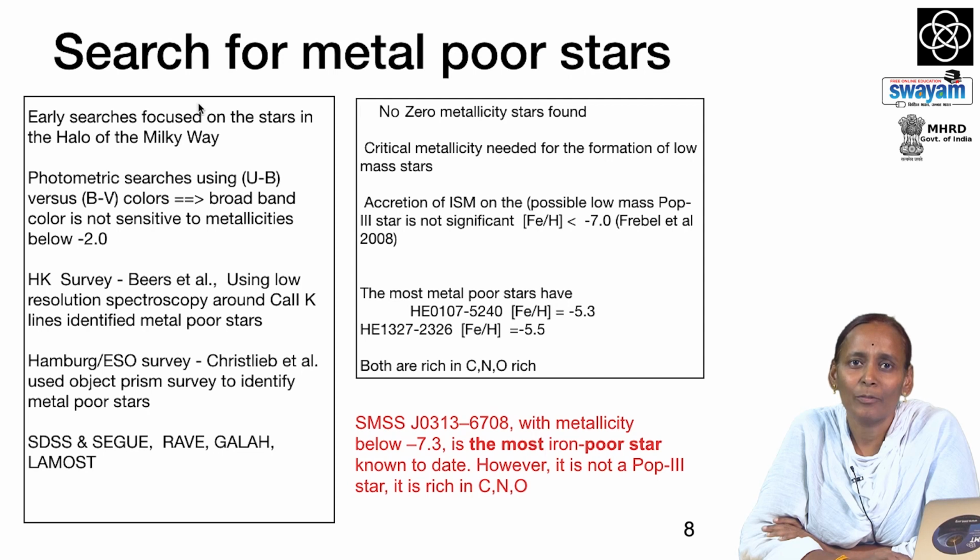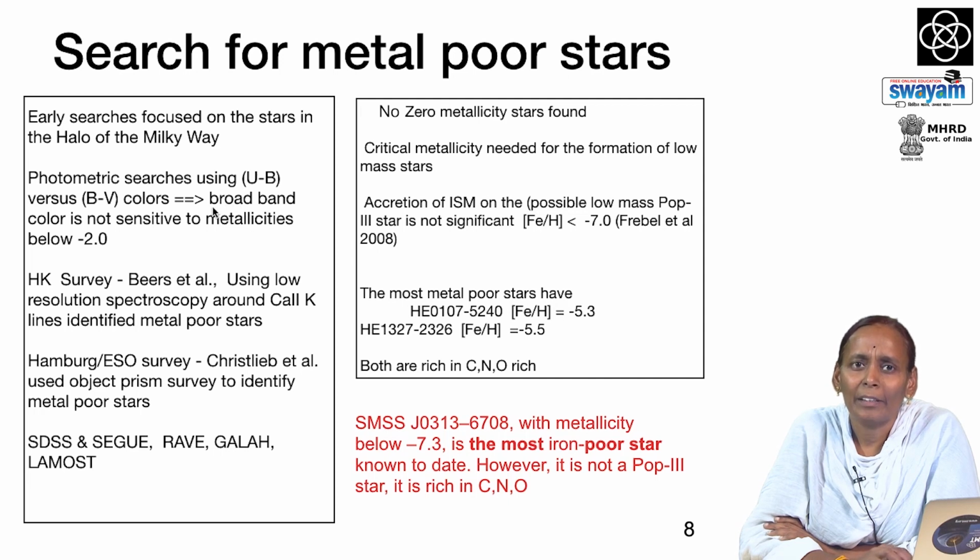The early searches focused on stars in the halo of the Milky Way, and these were primarily photometric searches. They used the U minus B versus B minus V color. Because these stars are metal poor, they have far fewer absorption lines due to metals, so they are brighter and bluer. So, for a given B minus V, the metal poor stars will have a bluer U minus B color.